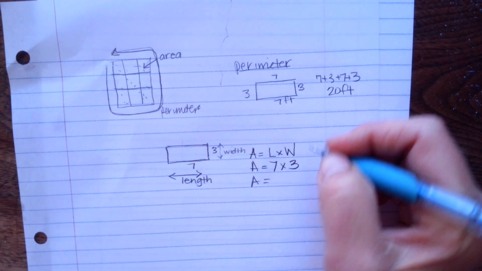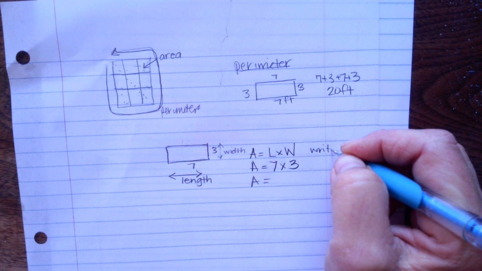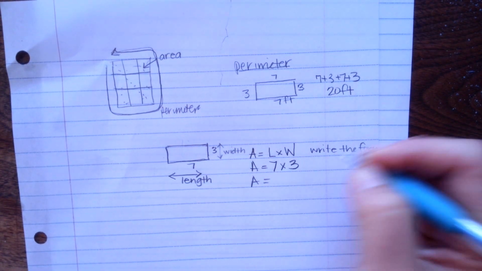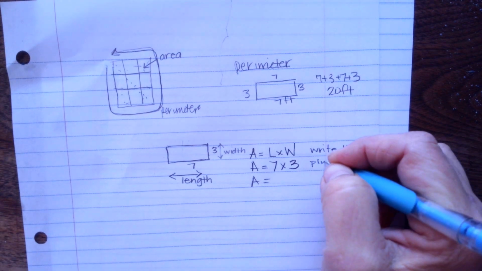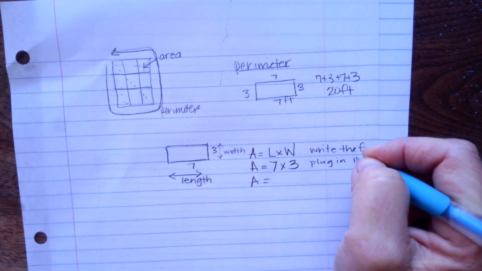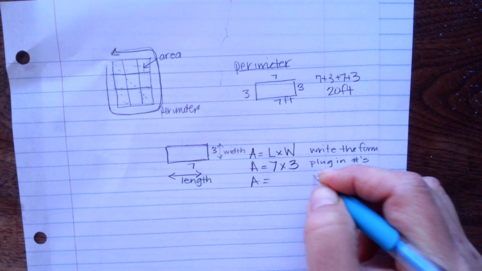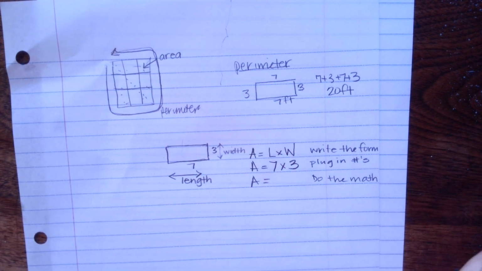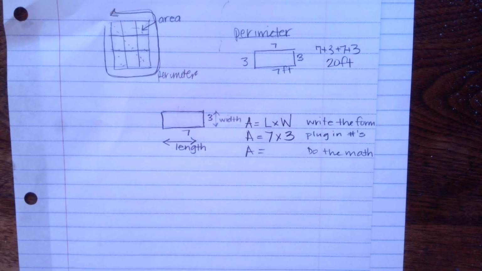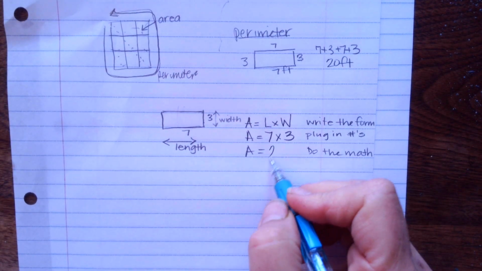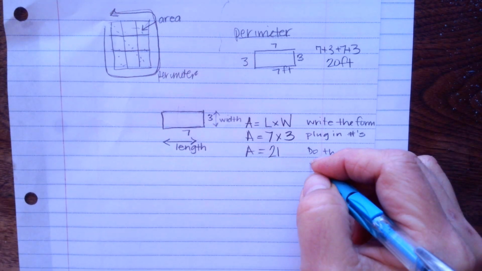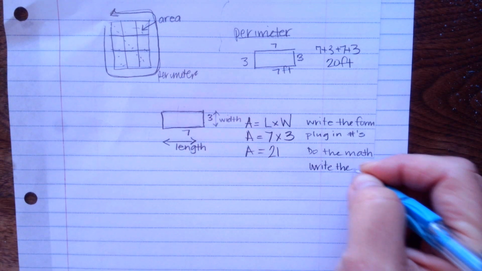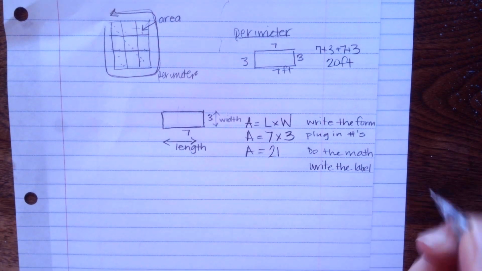So the first thing we do is we write the formula. Then we plug in the numbers. Then we do the math. There is a 4th step. I'll tell you what the 4th step is after this. So 7 times 3 is 21. Step 4 is to write the label. The label is feet.